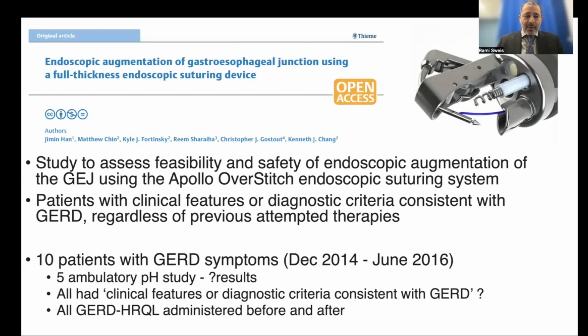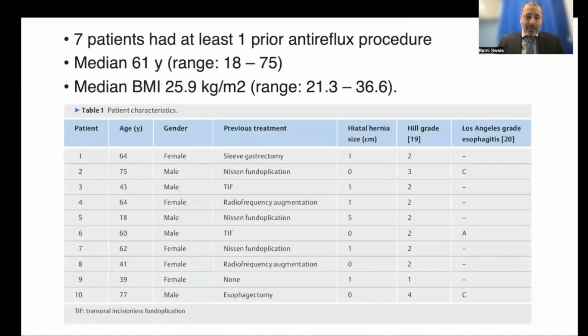It looked at the utility of the Apollo OverStitch endoscopic suturing system as a means to treat reflux. Patients with clinical features of or diagnostic criteria consistent with reflux were included. Only 10 patients were included in the study. Only 5 of them had ambulatory pH monitoring testing. All had what they describe as clinical features consistent with GERD, but they don't describe what these were. But all had health-related questionnaires administered before and after the procedure. Here are the details for the 10 patients.